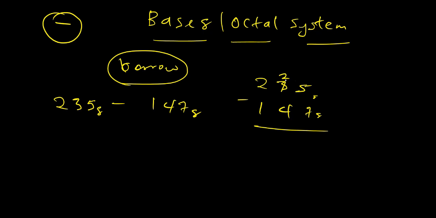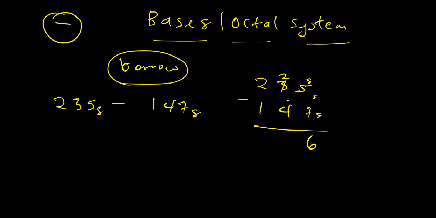Remember, whenever you're borrowing in a base, you're borrowing in that particular base. Just as we did in base 2. Whenever you borrow a number in base 2, you're borrowing 2. Whenever you borrow a number in base 10, you're borrowing 10. So here, whenever you borrow a number, you're borrowing 8. This will mean 8 plus 5, which is 13. So we have 13 minus 7, which is 6.